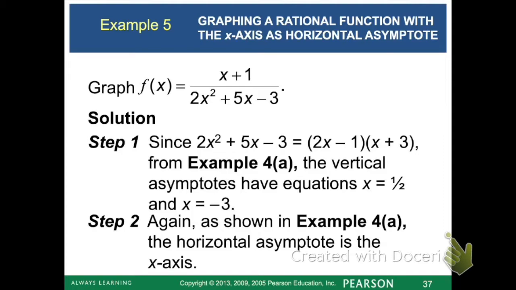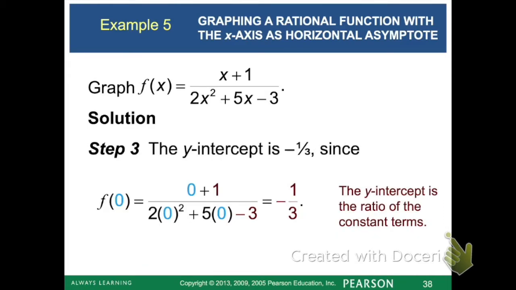For step 2, we also found in example 4a that we have a horizontal asymptote at y equals 0, which is the same thing as the x-axis, and we don't have a slant asymptote. Step 3, we're going to find out if we have a y-intercept. We do that by plugging 0 in for x. If I plug in 0 for all 3 x's in my equation, I'm going to just end up with -1/3. We write our y-intercept as the point (0, -1/3).